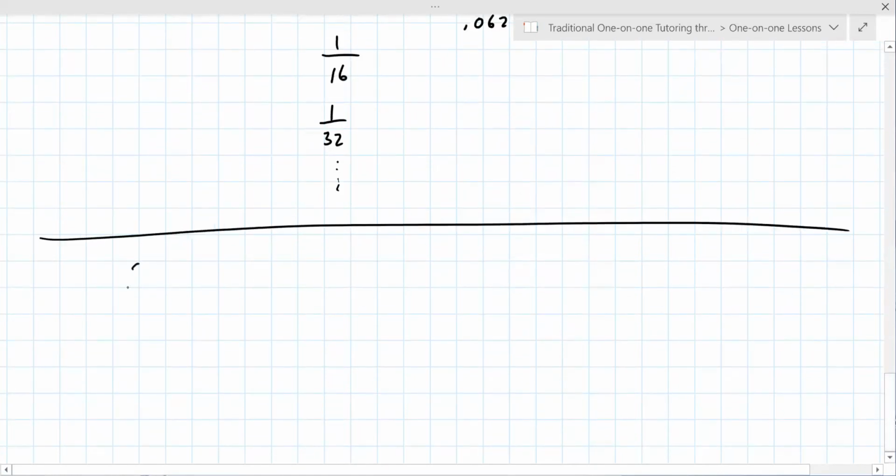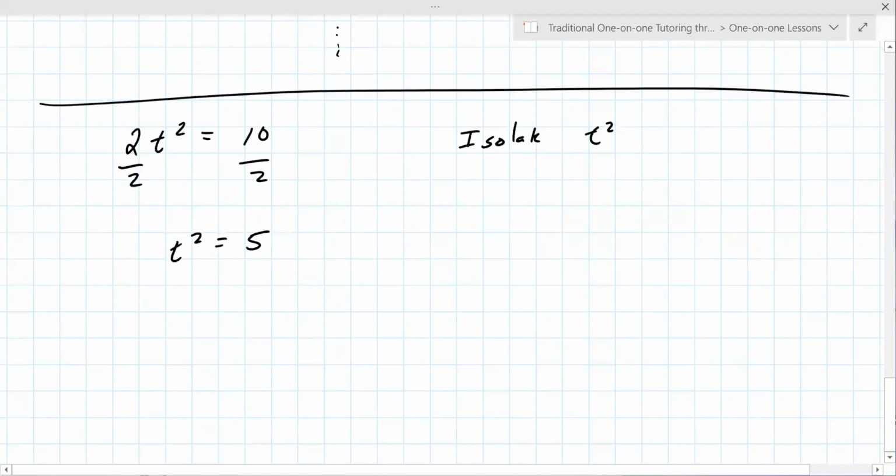Let's try another problem here. Let's say 2t squared equals 10. You want to isolate t squared, much like you would isolate t. So you divide both sides by 2. So t squared equals 5. And then now you take the square root of both sides. So t equals plus or minus the square root of 5.